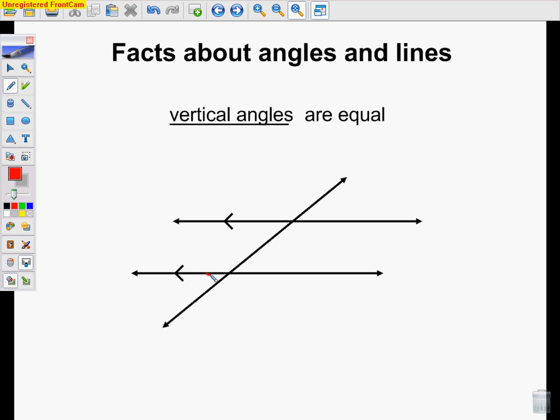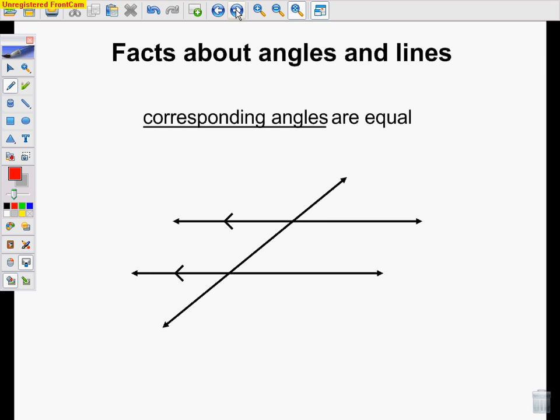Vertical angles are like these. This angle and this angle are vertical angles. Vertical angles make like two V's. Okay? They're right across from each other. So once again, this angle and this angle are vertical angles, so those measures would be equal. This angle here and this angle here would be vertical angles, so those measures would be equal. This angle up here, this angle up here, those are vertical angles, so those measures would also be equal.